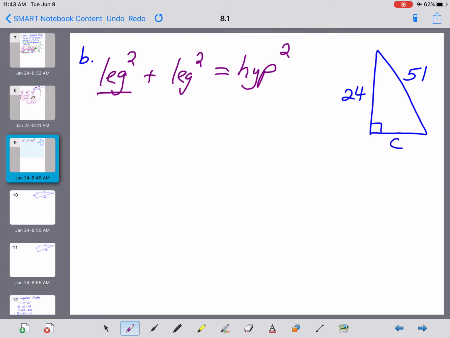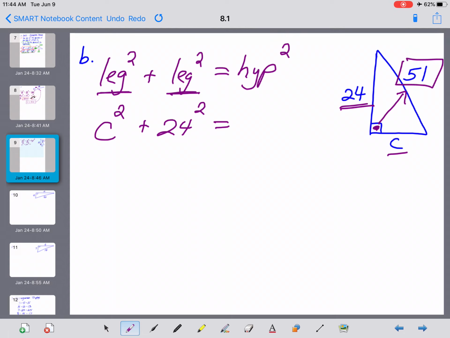Okay, here we go. How long is one of our legs? Well, here's the right angle, and my legs are going to be the 24 and the c. It doesn't have to be this way, but I always like to put the variable first. So c is not our hypotenuse. It's actually one of our legs. The other leg, right here, that's the 24. So this is c squared plus 24 squared equals, and again, the hypotenuse is always located across from the right angle. It's usually not a bad idea to put a box around that so you see it. So 51 is our hypotenuse, and we're going to square that.